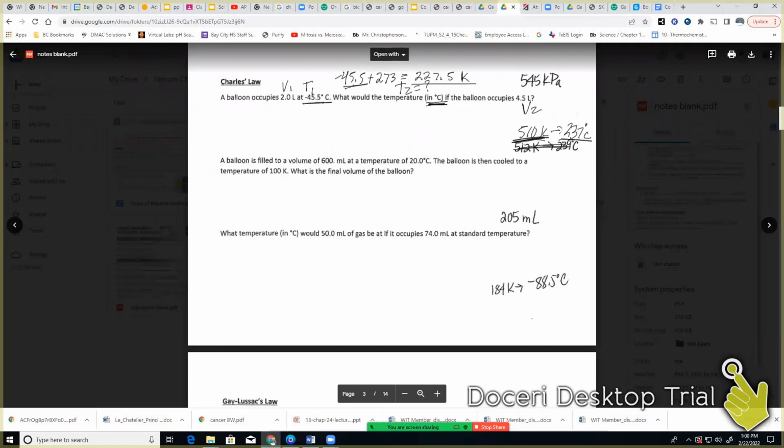All right, let's go over our numbers. Well, when it was in Kelvin, what did you get? 510. Okay, but with no decimal, right? It's just 2 sig figs. And this is 227.5. You have all those same numbers right there. Okay, so 4.5 times 227.5 divided by 2.